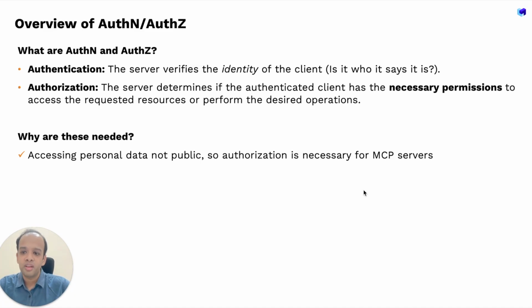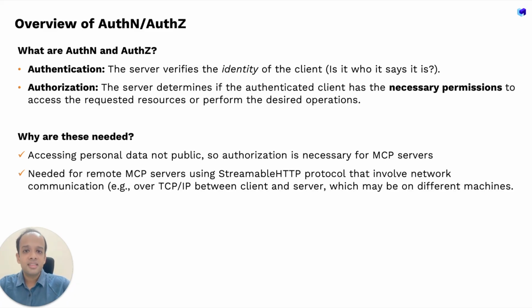Now, in the context of MCP, why is this really important is also because accessing personal data is very common, right? Unlike weather APIs, which are public, a lot of MCP servers revolve around personal data, like Gmail, Slack, GitHub, right? You need to have some authorization and authentication in place.